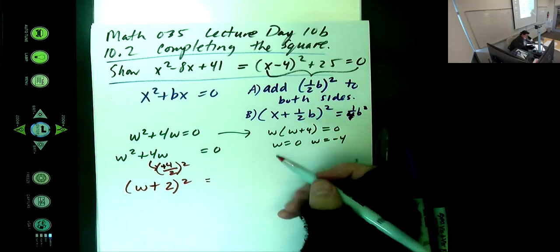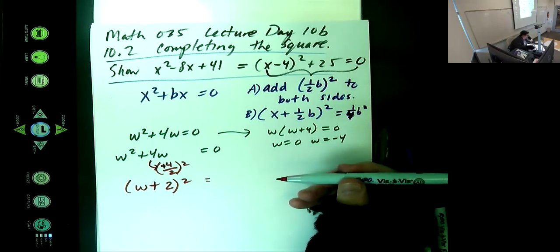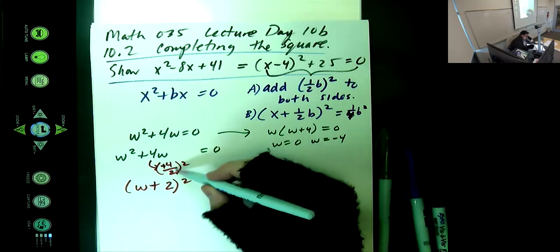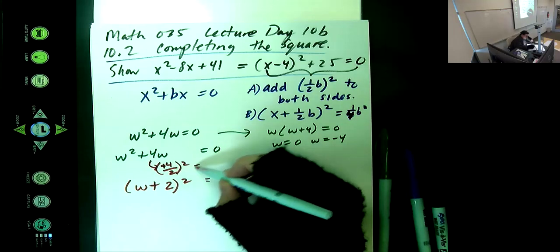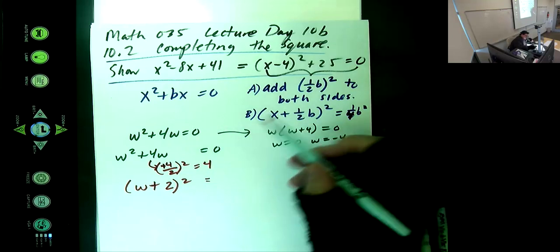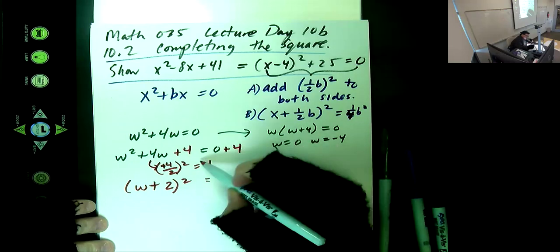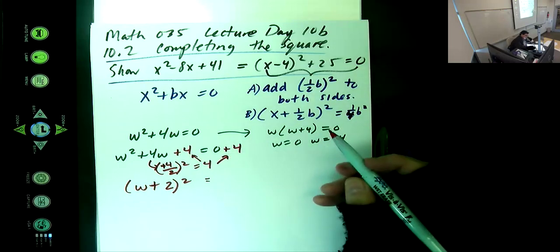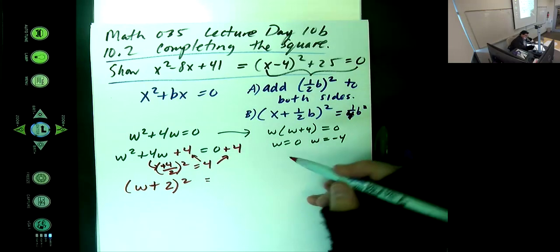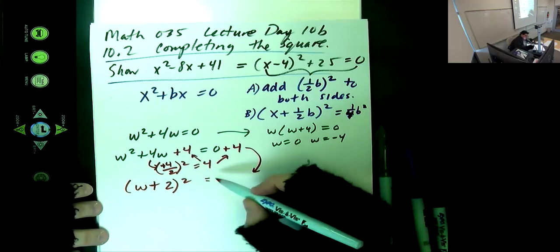That's going to end up being that. Four divided by 2 is 2, and 2 squared is 4. So to follow rule A, I'm going to add 4 to both sides. And I follow this down, 0 plus 4 is 4.